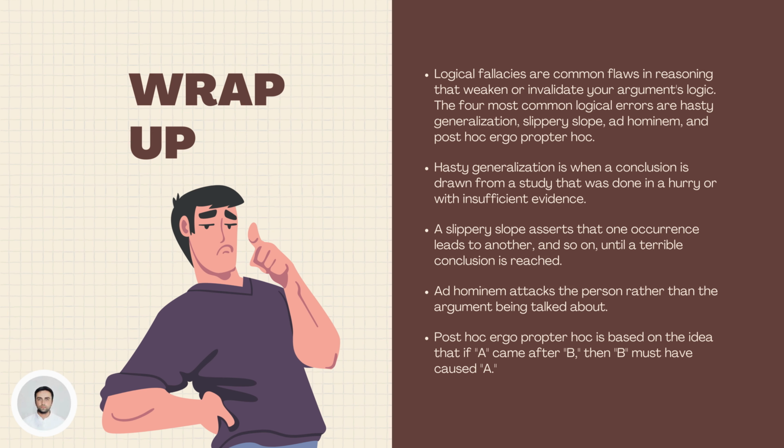If we wrap up this whole lesson, we can conclude by saying that logical fallacies are common flaws in reasoning that weaken or invalidate your argument's logic. The four most common logical errors are hasty generalization, slippery slope, ad hominem, and post hoc ergo propter hoc. Hasty generalization is when a conclusion is drawn from a study that was done in a hurry or with insufficient evidence. Slippery slope asserts that one occurrence leads to another, and so on until a terrible conclusion is reached. Ad hominem attacks the person rather than the argument being talked about. Post hoc ergo propter hoc is based on the idea that if A came after B, then B must have caused A.